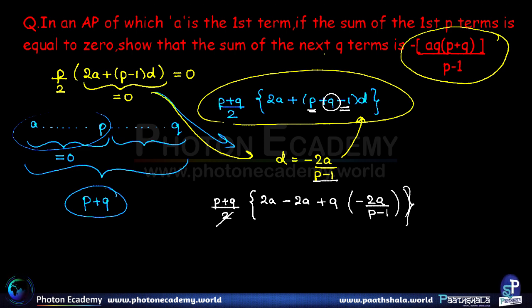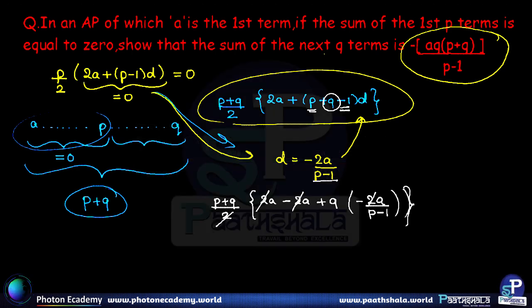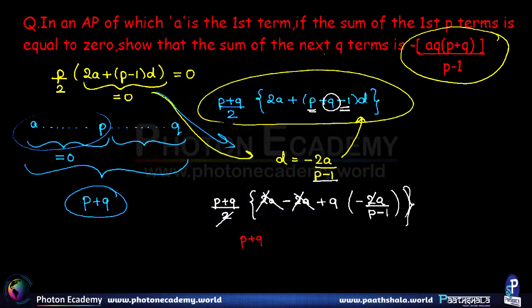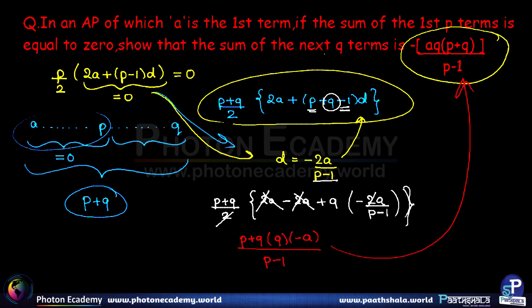Now cancel out 2, 2, 2, 2. This A will cancel out with A. And finally, we are left with (P plus Q) times minus A upon P minus 1, and this is the same as this, hence proved.